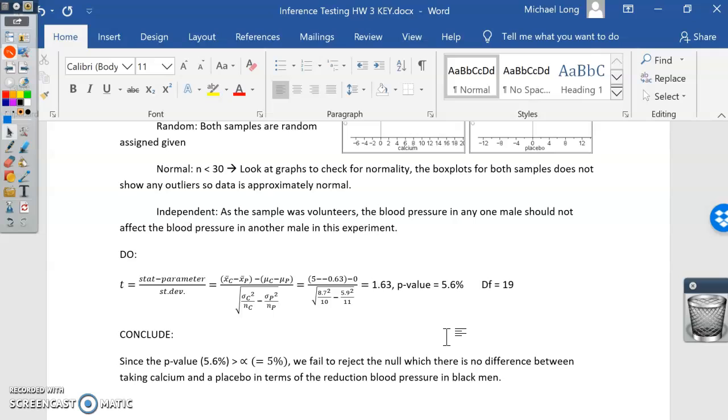We have to be less than 5% in order to say that the null hypothesis is probably false. So in this case, we're going to say the null hypothesis is probably true, which the words we use in that situation is to fail to reject a null, which means there is no difference between the calcium and the placebo group in terms of reducing blood pressure in black men. So we have now completed this test. All 4 categories are there: state, plan, do, and conclude, and we have an answer. Okay, so take notes on this and see if you can solve the problems that I assigned that are similar to this.